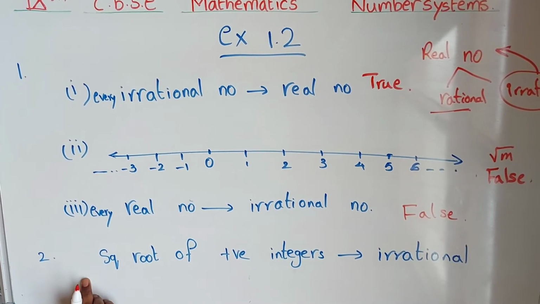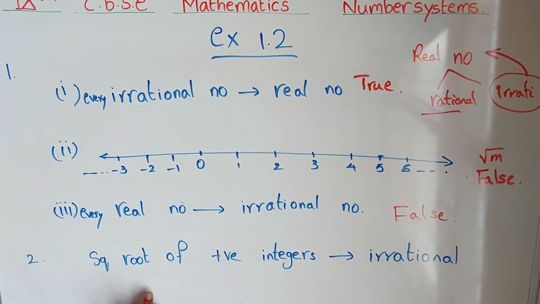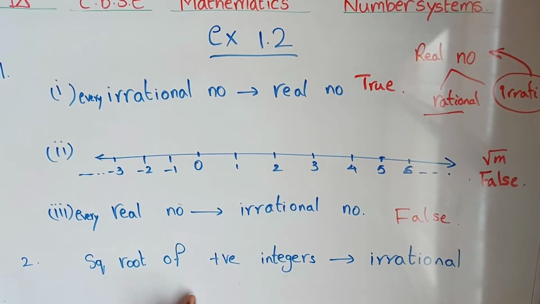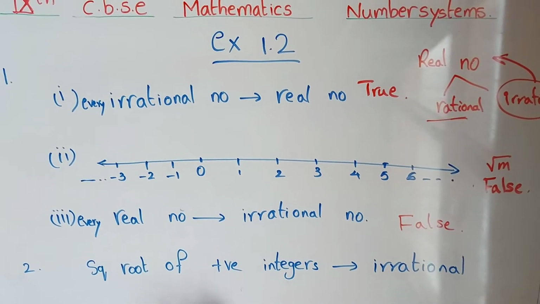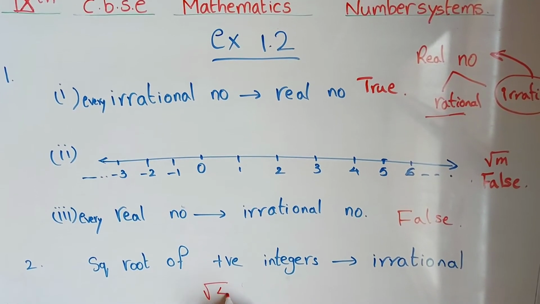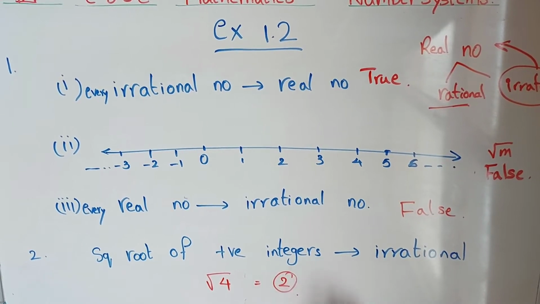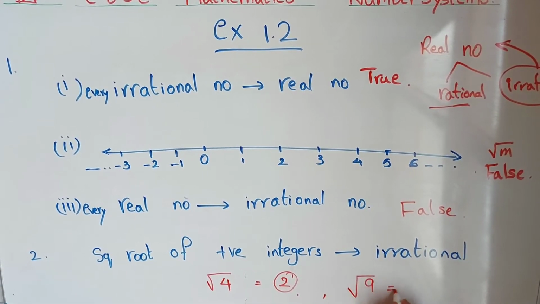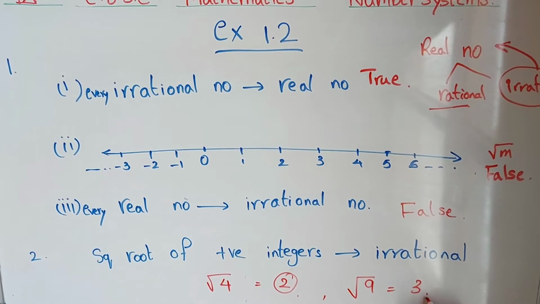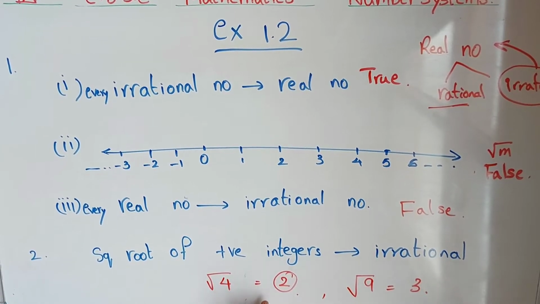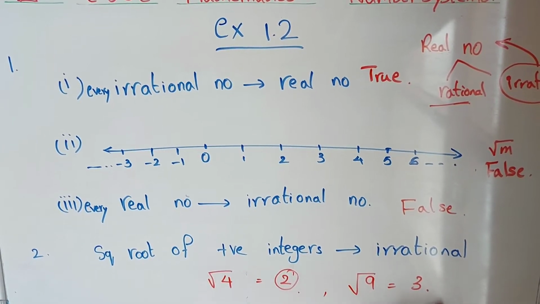Now second question. Are the square roots of all positive integers irrational? Now we will check root 4. It is 2. Is it irrational? No. Root 9 is 3. Is it irrational? No. If not, give examples. So these are the examples, children.